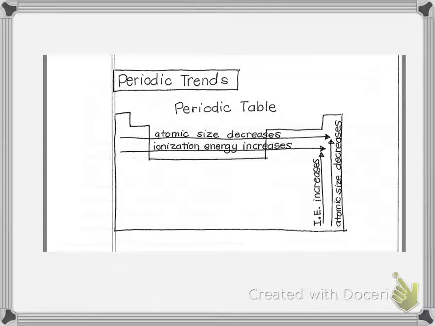The organization of the periodic table allows us to predict some things about atoms. And so we're going to look at two of those things. What we talk about is something called a periodic trend, and a trend is just a pattern. There are two things that we can predict. One is the atomic size.